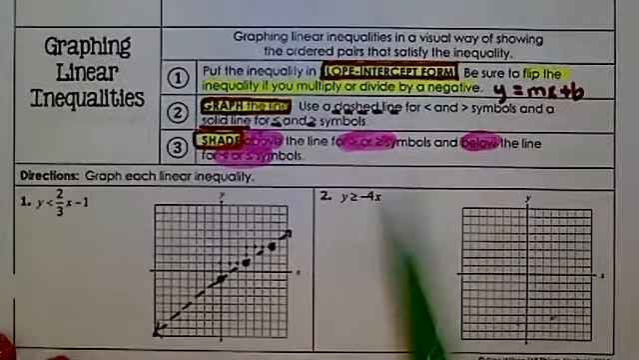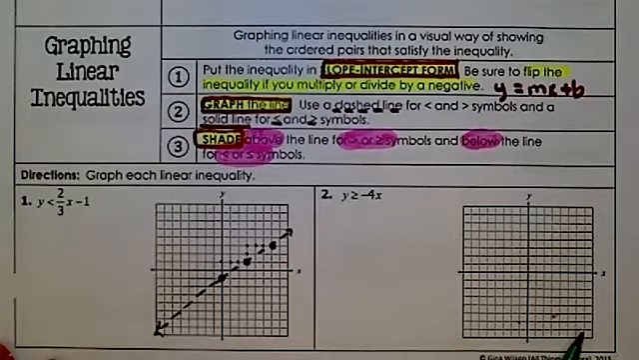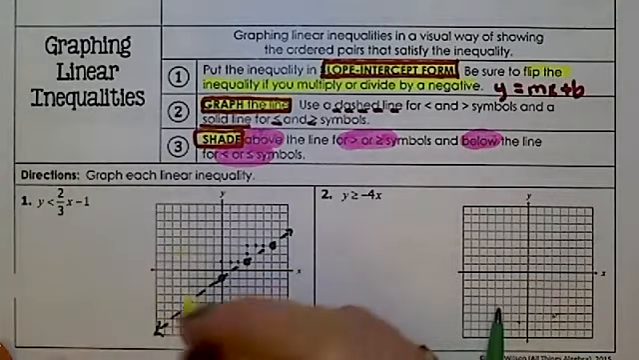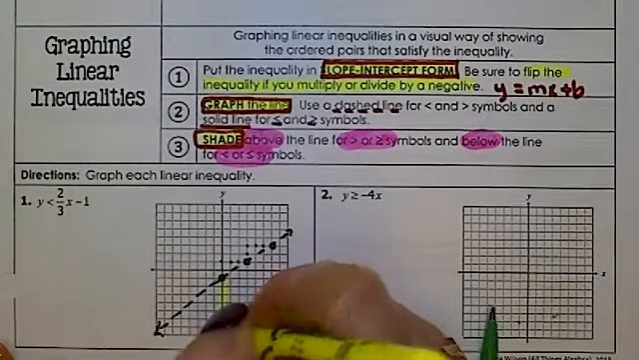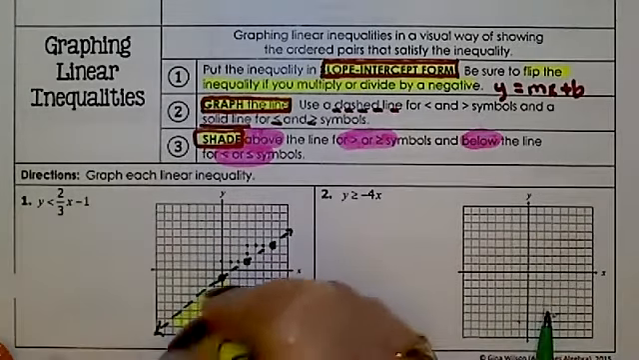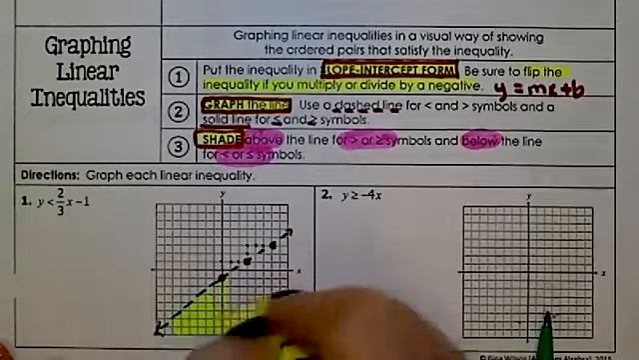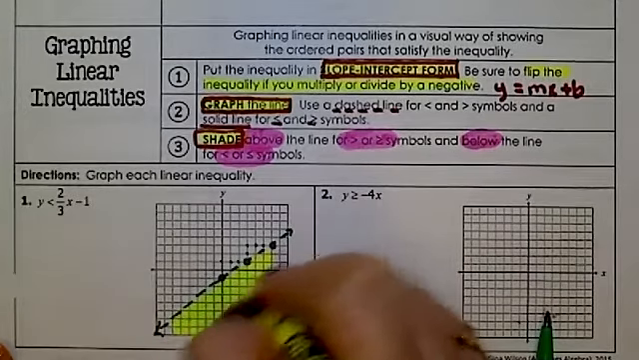And then lastly, you can see we're going to shade. So you have to decide whether to shade above or below. So since this is less than, the y is below. So we're going to shade below. So this would be the side the y-axis was below.